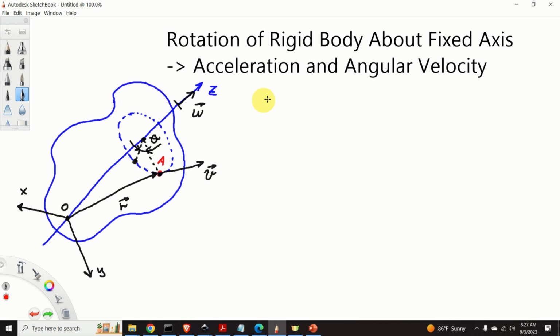In my previous lecture, I derived the expressions for omega and v. Omega is equal to intensity omega times the unit vector k. The unit vector k is the unit vector of the z-axis. And omega is actually theta dot times k, where theta dot is the first derivative of theta with respect to time. Then, we have shown that velocity is equal to the vector cross product of omega and this vector r.